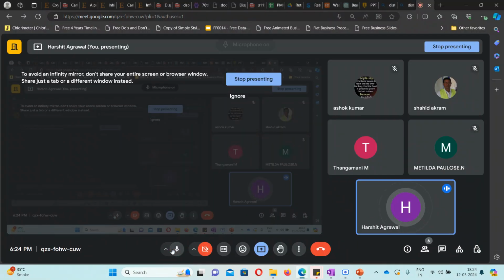In the meantime, if anyone has any doubt related to flexural strengthening using FRP, they can post their queries in the chat box. So we will look at that also.